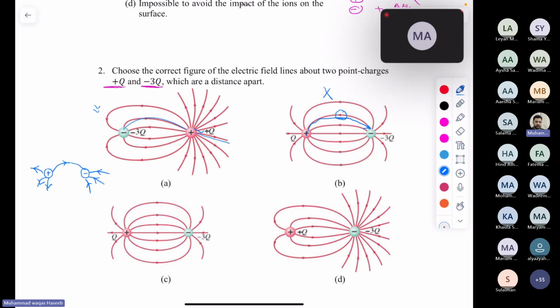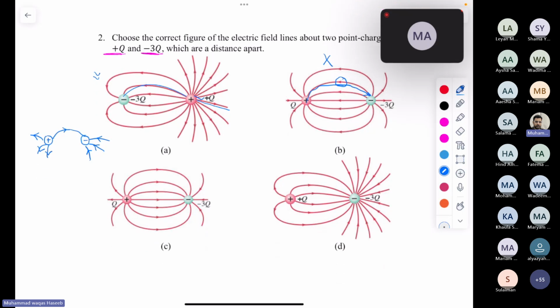So let's see option 3. The positive is going here, and the negative is going over here. But if you see the magnitude of the charges, it's q and 3q. So the lines of 3q have to be more as compared to the lines of the plus q. So this could not be an option. So what about this option?